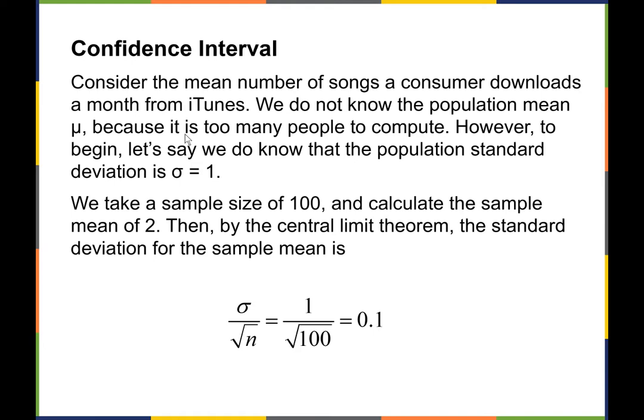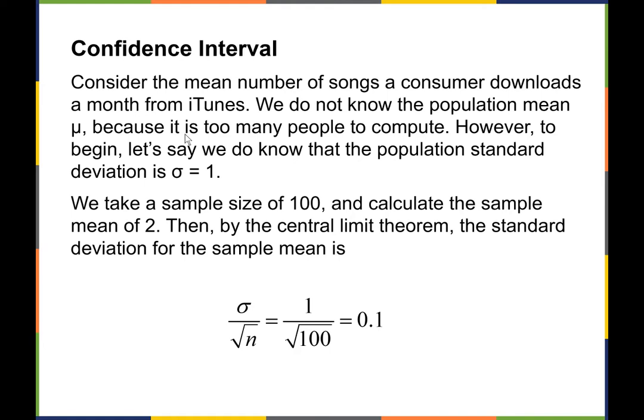Suppose we consider the mean number of songs a consumer downloads a month from iTunes. We don't know the population mean, mu, because it's too many people to count and compute. However, to begin with, for this section, we're going to say we do know the population standard deviation, sigma, and in this case it is 1. We take a sample of size 100 and calculate the sample mean, which is 2. I don't give you the data for that, but just trust me, I calculated the sample mean. It turned out to be 2 songs a month.